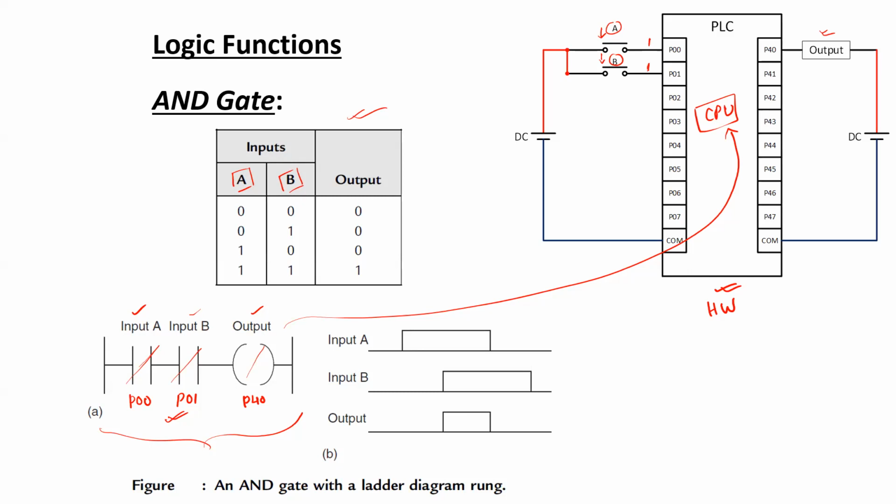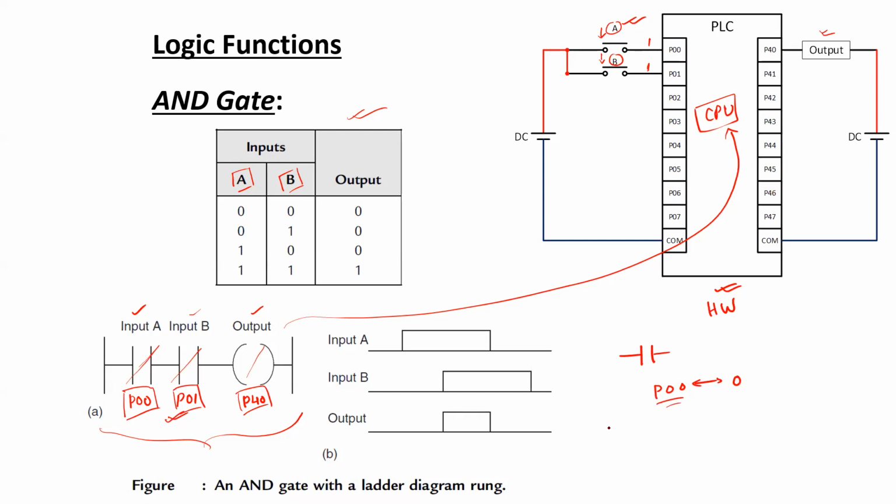The thing that it does, it changes the state of these corresponding memory locations. So if it is getting a signal from this input device, suppose A, let's say when we are using a normally open contact initially, the CPU is assigning a 0 at this particular memory location, P00.